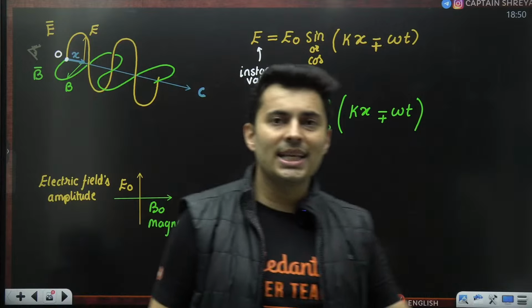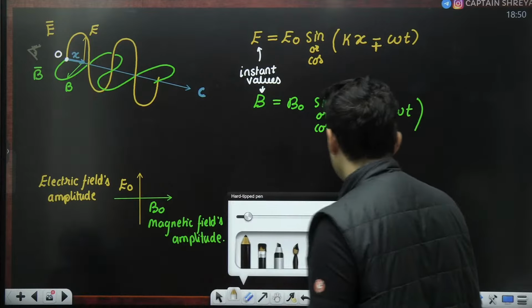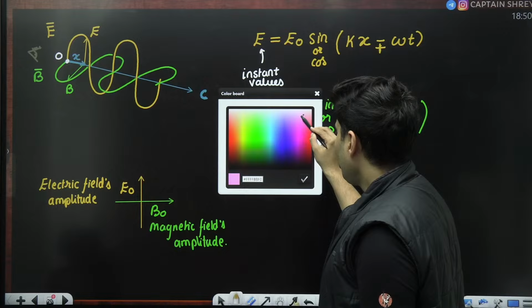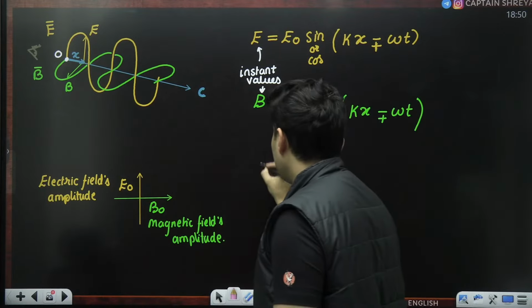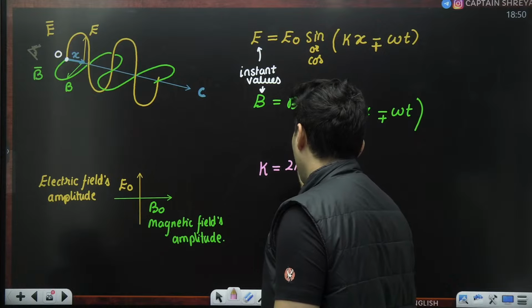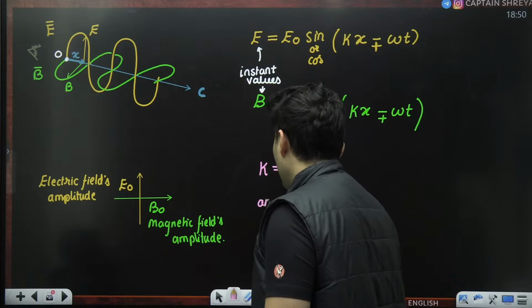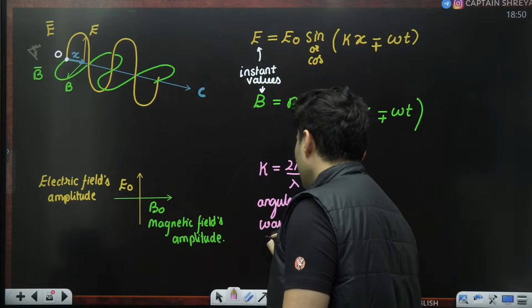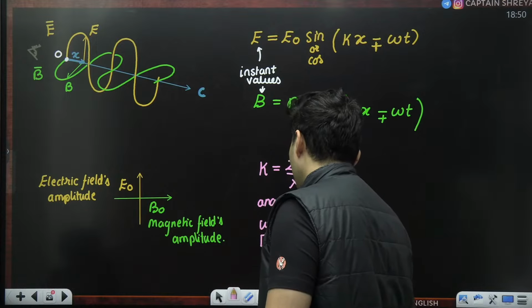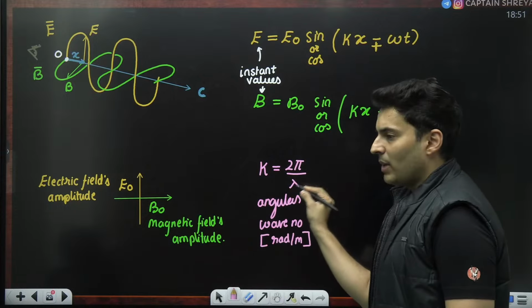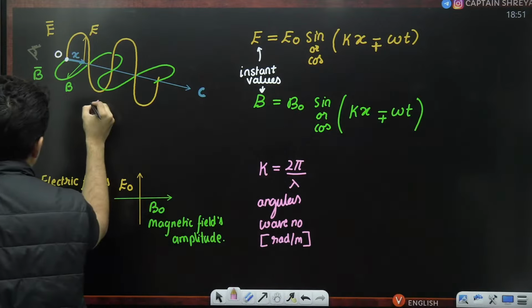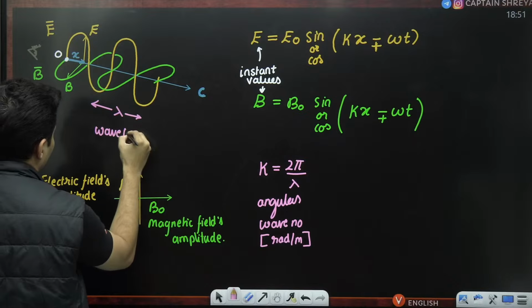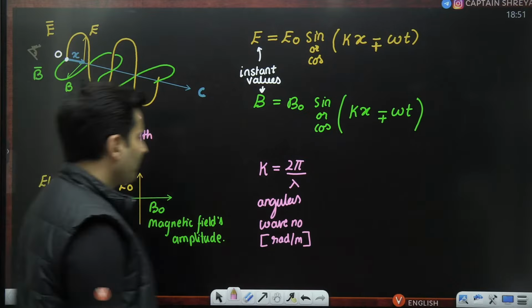What is this k? What is this omega and all these things? We'll come to that as well. Don't worry. This k is 2 pi by lambda, which is also called the angular wave number. The unit of that is how many radians there are in a meter. k is 2 pi by lambda, lambda being the wavelength. Correct.